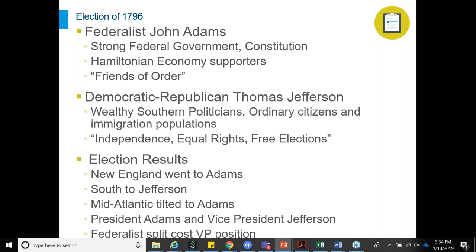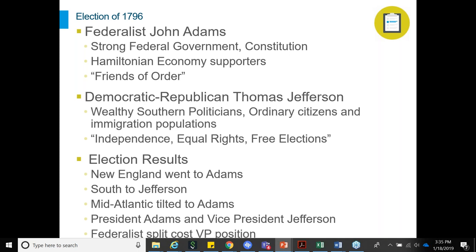So Hamilton really tries to gain more support for Pinckney to win the presidency, but he's unsuccessful. Adams is able to win over enough support, not only in New England, but also in the Mid-Atlantic: Pennsylvania, Maryland, Virginia. He's able to win enough of their support to win the presidency, but Pinckney is a little too extreme, and Jefferson is able to win the vice presidency.